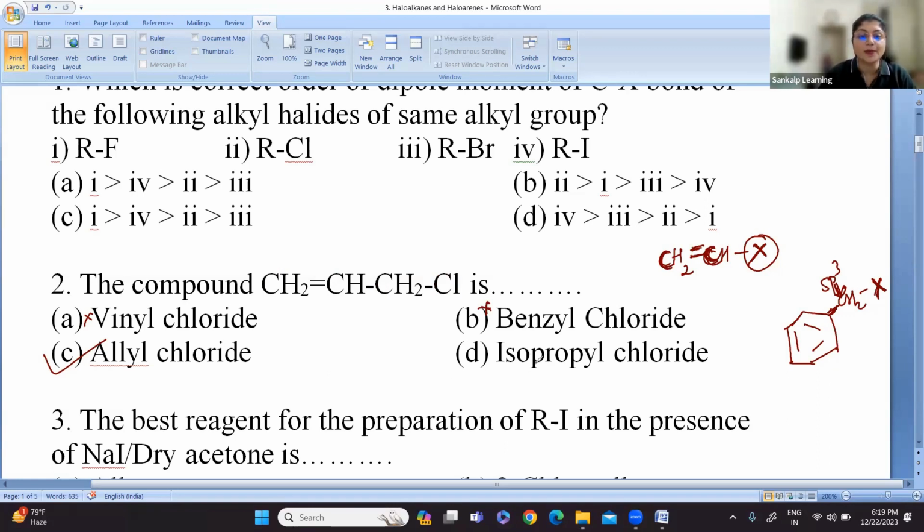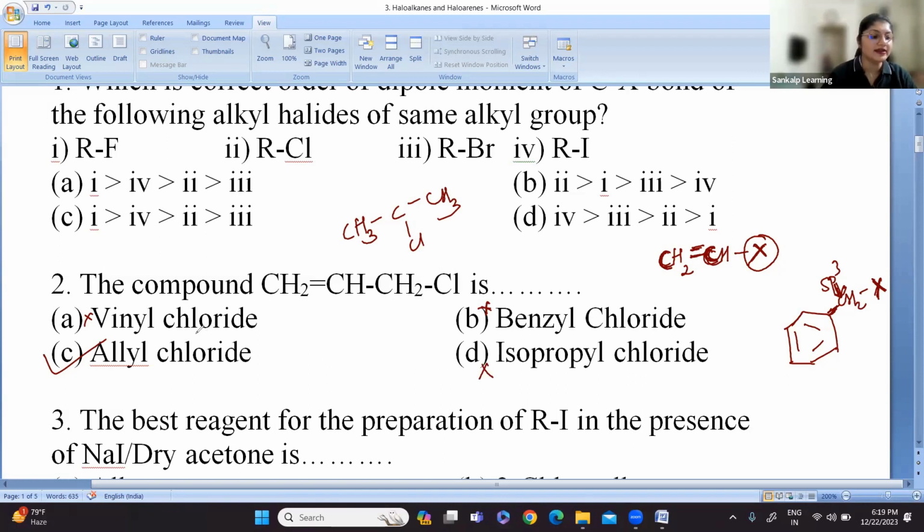Next, isopropyl chloride. What do you mean by isopropyl chloride? I'll write the structure of isopropyl chloride. So this is your isopropyl chloride. Is it an example of isopropyl chloride? No. So this does not agree with this structure. So isopropyl chloride is also discarded.